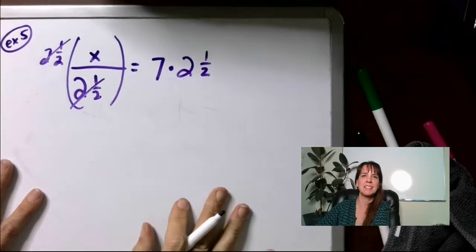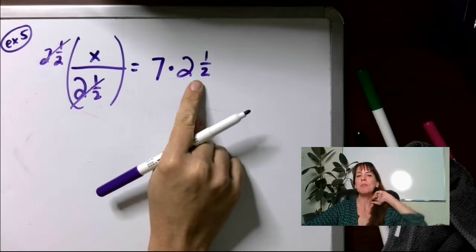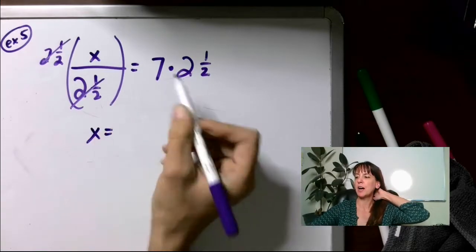In order to multiply fractions, we have to put this over 1.